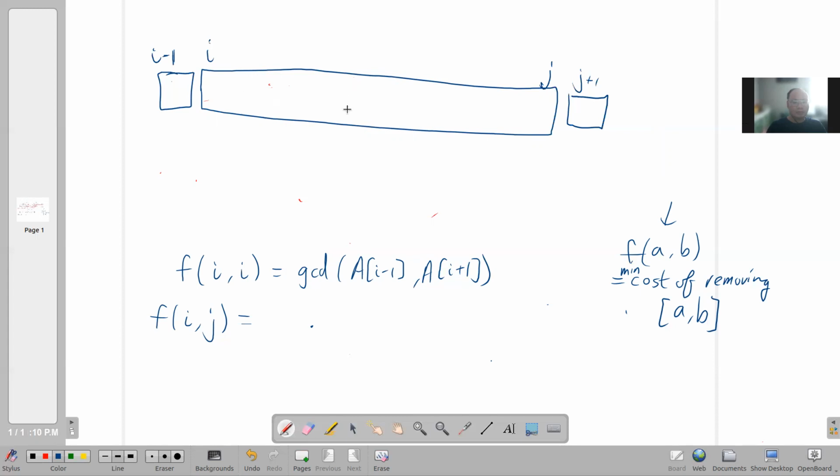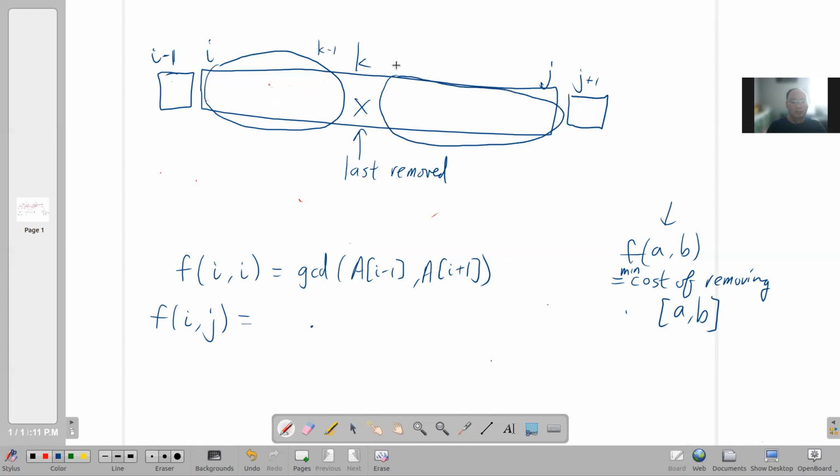we're going to say, what is the last one that you remove in this range, i to j? You're going to remove them one at a time, but what is the last one? Maybe the last one is here. Well, if that's the case, that means you have to first remove, so this is at position k, this part, and then you have to remove this one. So to remove the last, these two ranges would be basically this.